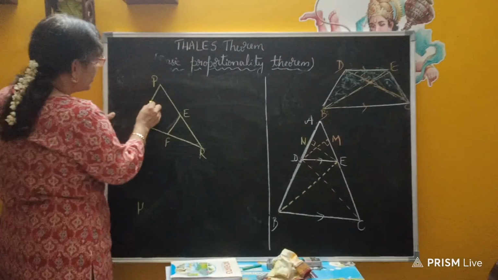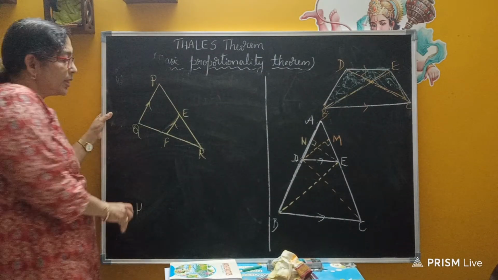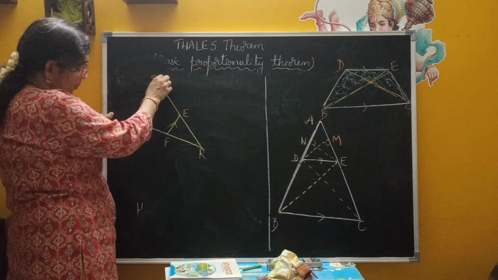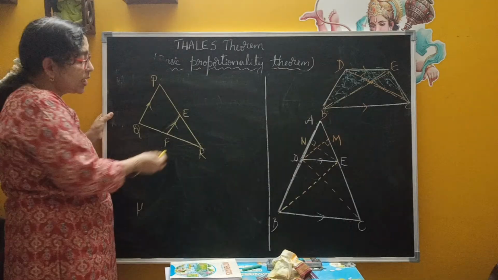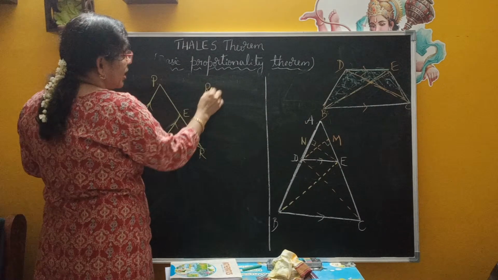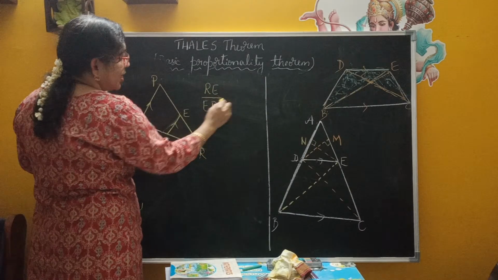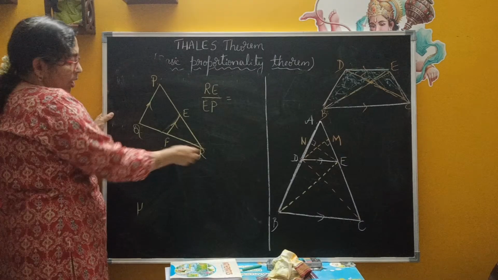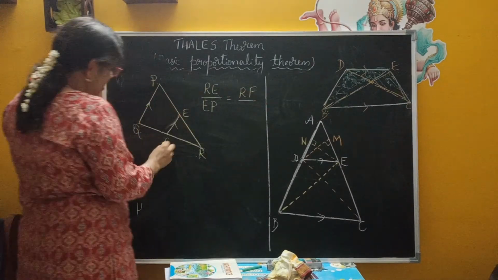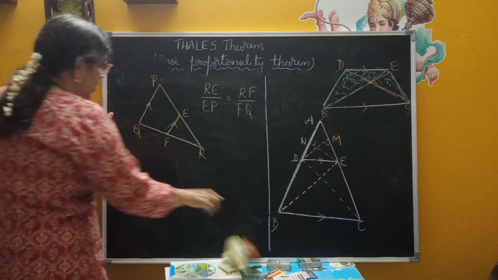So these two are parallel sides. How can you explain Thales theorem or the basic proportionality theorem for this? Here EF is parallel to PQ. So which are the other two sides? PR and QR. So it is equal to RE by EP is equal to RF by FQ.